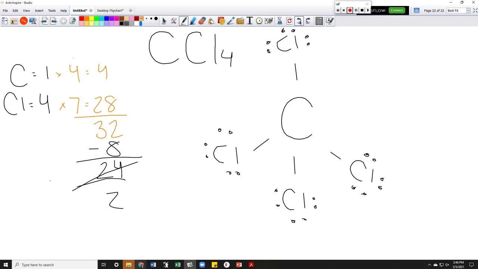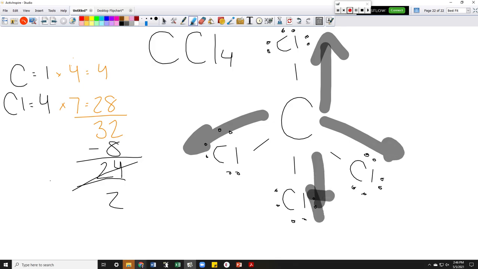Are those chlorines pulling on that carbon? Yes. Why? It's more electronegative. So do you agree that all of these chlorines are trying to pull that carbon towards itself? Yes. So the question then becomes, which chlorine would win? None of them.